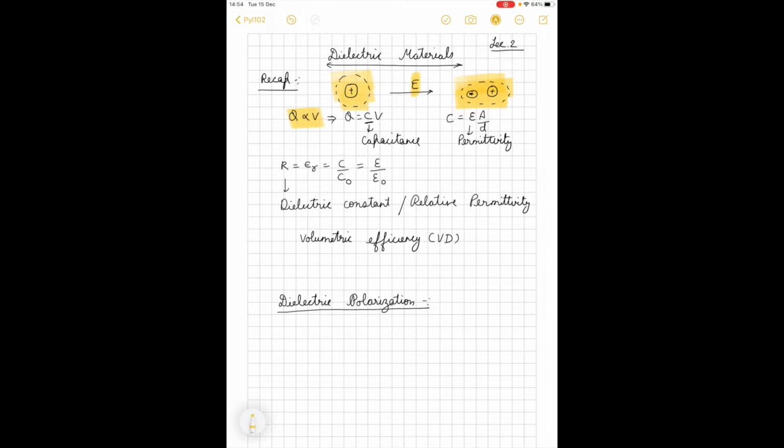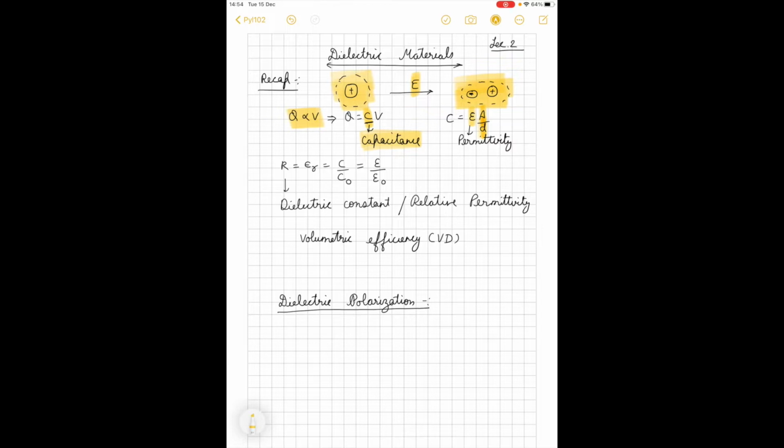charge is proportional to the voltage, and the proportionality constant is called the capacitance. This is denoted by C. So this C we calculated, it turns out that it depends on the geometrical factor of the plates, A and D, the area of the plate and the distance between the plates.